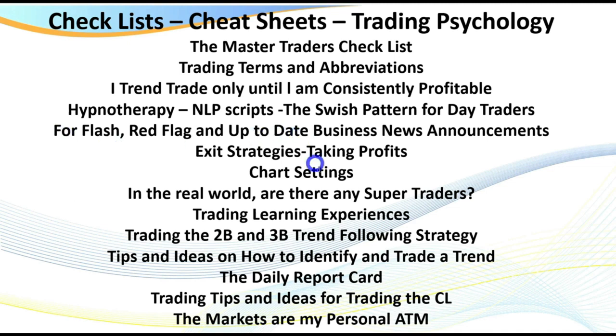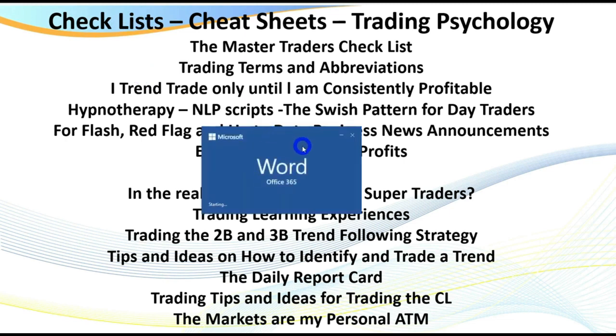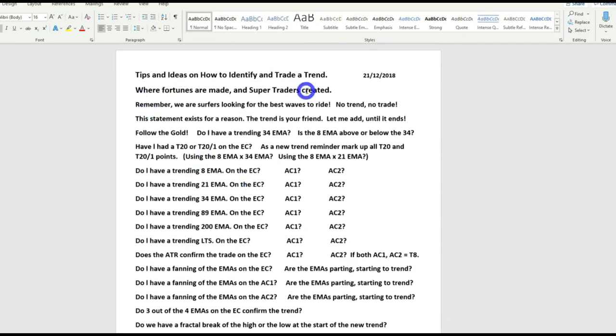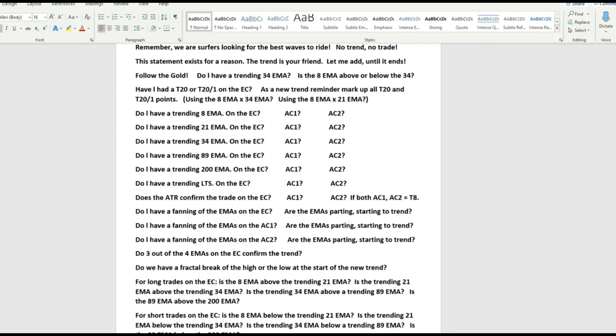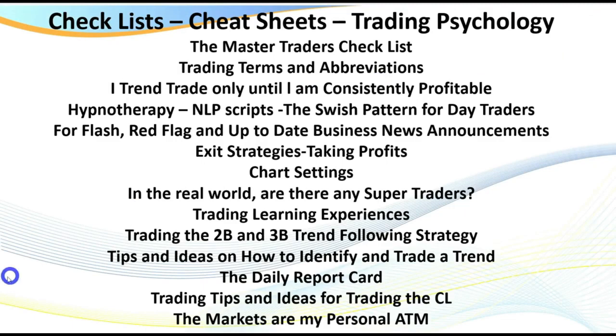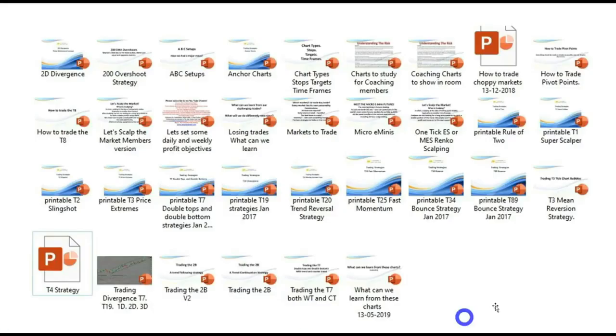Now, why are there so many? Because I'm teaching you exit strategies, the chart settings, the super traders and how they do it, and the two B's. I'm just looking in another window here for the master, and this one is stops. There's literally dozens and dozens of handouts, cheat sheets, and tips. For example, there are tips and ideas on how to identify a trend. We go through the different EMAs, and there's no secret behind those; it's really just how we put them together. And talking about PowerPoints, there's over 30, I think it's 30 PowerPoints now.